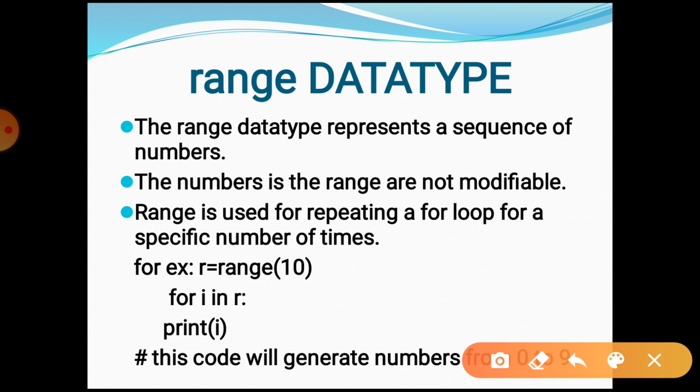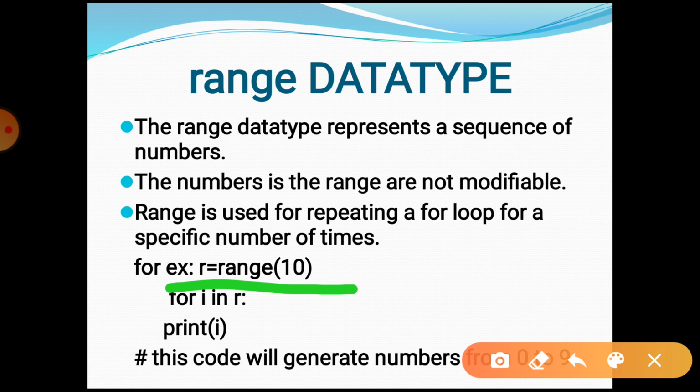Here is the example where r is a variable and we are using range 10. Range will display the numbers from 0 to 9, because the syntax of range is start, comma, end, comma, step. Start will display the first number, which number you assign first. Now the next number is the last number, and the value displayed will be last minus 1. And if you want to increase the value, you can use the step value.